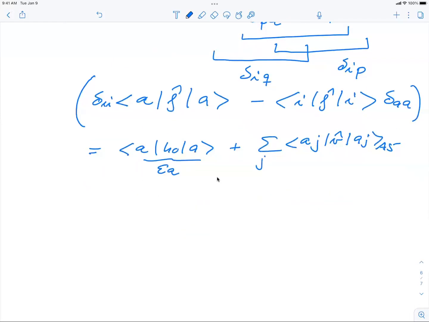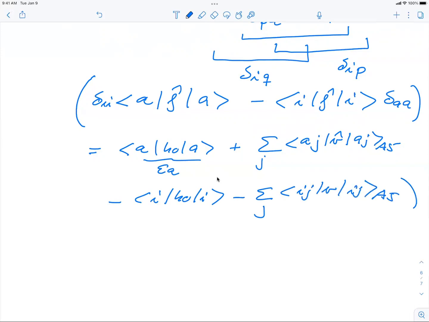So that's essentially Hartree-Fock theory. Okay, so that was this, but then we have minus, and then we have an I, an H0 of I, minus, and then we have this sum over J, and then we have IJ, V, IJ antisymmetrized. So that's what we get from that. Finally, we have the two-body piece. And let's set up that before we take a small break.